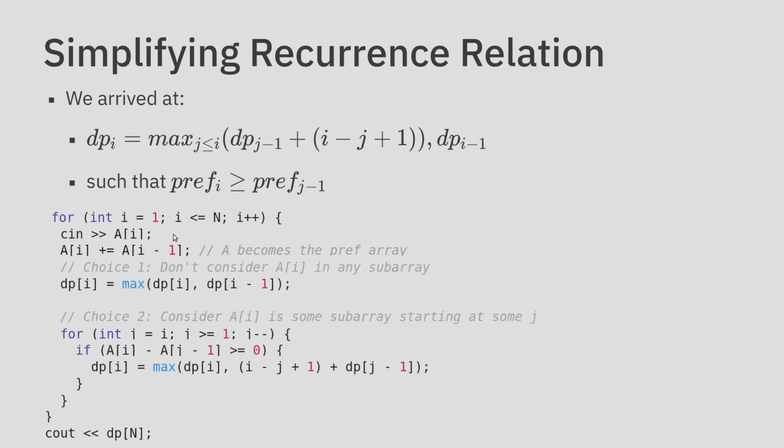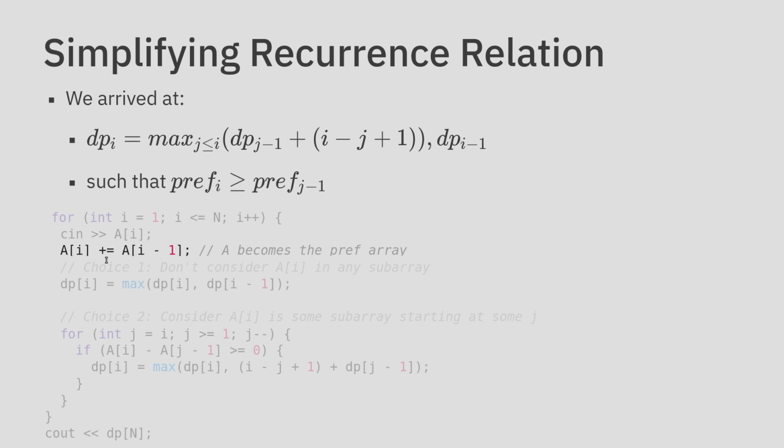So this is the entire code, and our final answer will be stored in dp of n. So we are taking the input, and we are immediately converting array a into a prefix array. So instead of saying this is pref, a becomes the pref, because we are not going to need a later on, so it's better to convert it into a prefix array immediately. Similar to the recurrence relation, first of all we are converting the a into a prefix array. We are considering the first choice, which is not considering the ith element in any subarray.